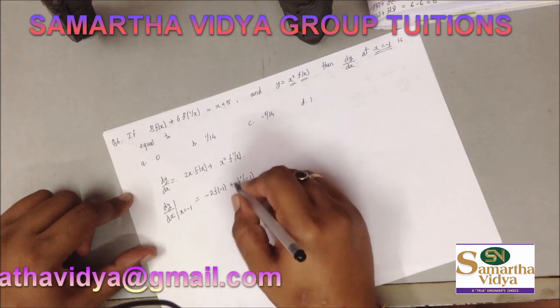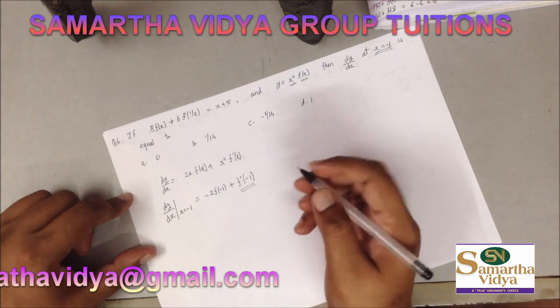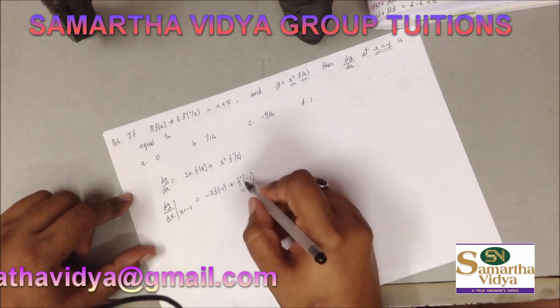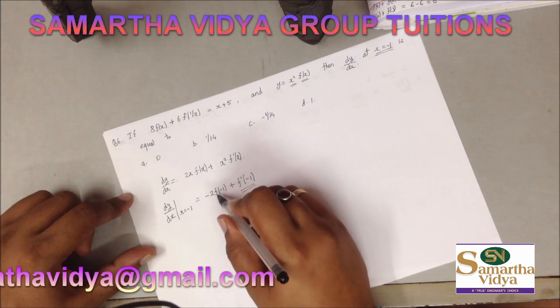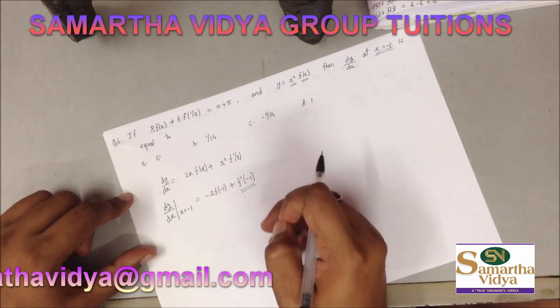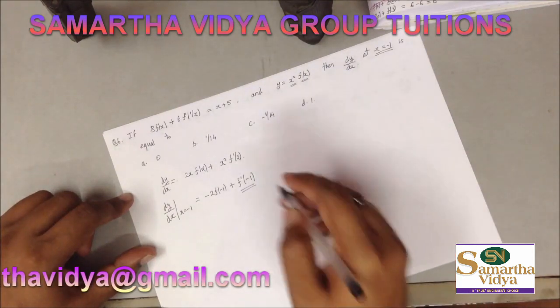So from here you see that you need to find the derivative of the function, that is f of x, and you have to substitute -1 in that, and you need to also find the function's value at -1. So those are the two things which we need to find so that we get the answer.